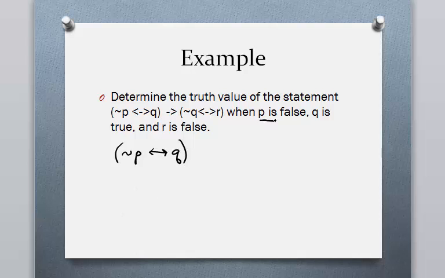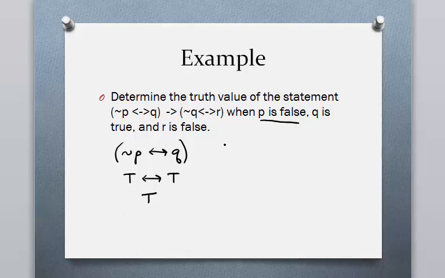We're told that P is false, so the negation of P will be true. And then we have if and only if, and we know that Q is true as well. And we know that if the first statement is true, if and only if the second statement is true, the result is true.